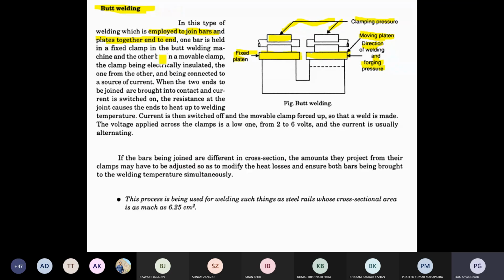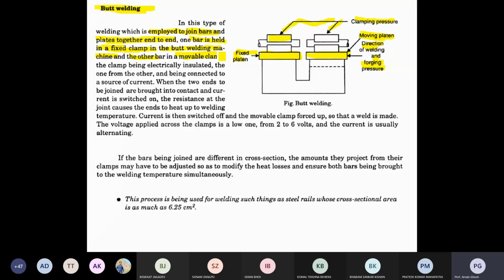One bar is held in the fixed clamp. So one fixed clamp is there that holds one bar, which is your test bar, your workpiece. So in the bar welding machine, one is the fixed clamp that holds the fixed plate, or fixed workpiece, and the other is the movable clamp that holds the movable plate, or movable workpiece.